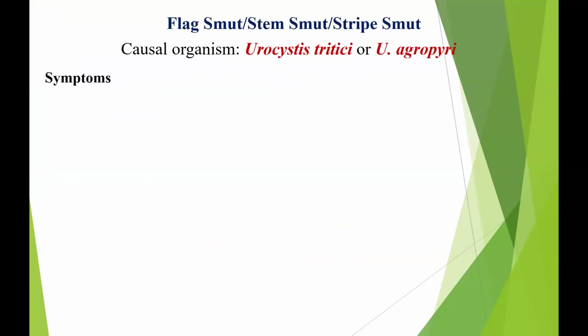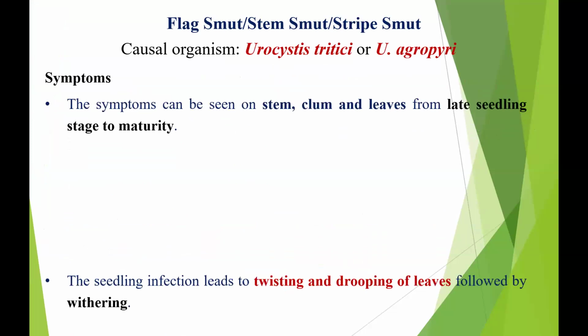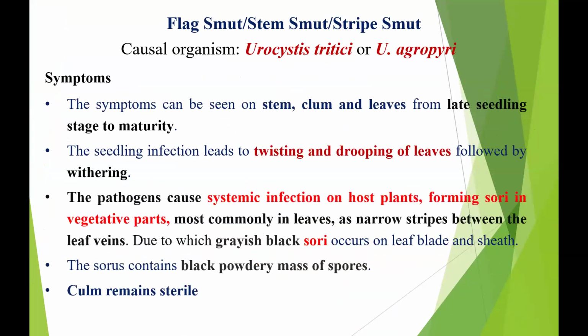Flag smut, or stem smut, or stripe smut. Causal organism is Urocystis tritici and agropyri. The main infection is from late seedling to maturity stage, and the seedling infection leads to twisting or drooping of leaves, and then withering is seen. The pathogen causes a systemic infection on the host plant, forms sori in vegetative parts, most commonly in leaves as narrow strips between the veins, due to which grayish black sori on the leaf blade or sheath can be seen.